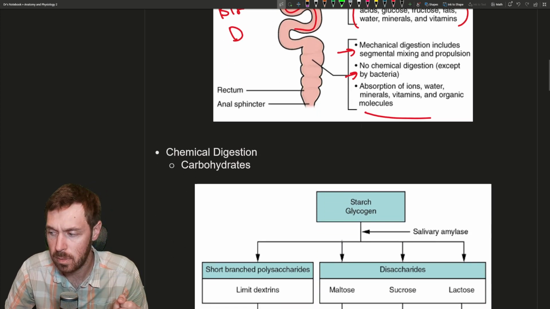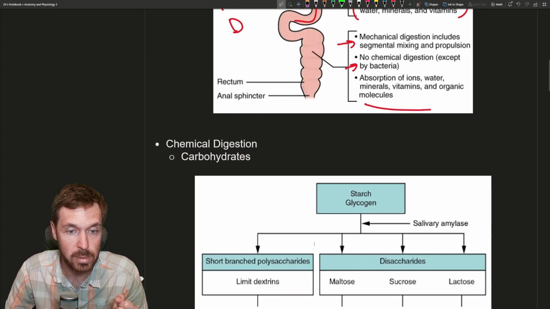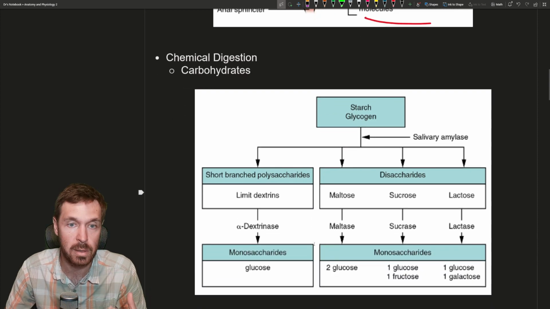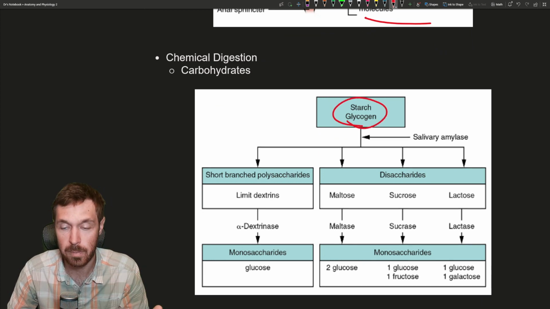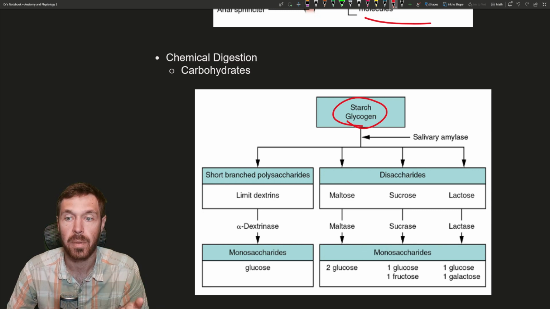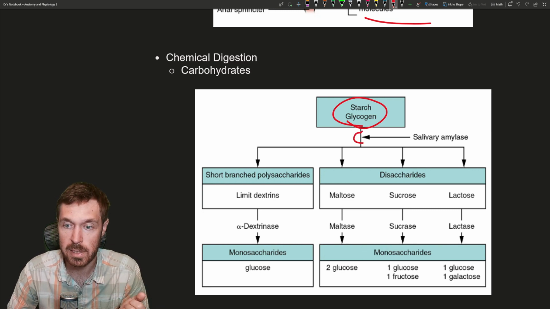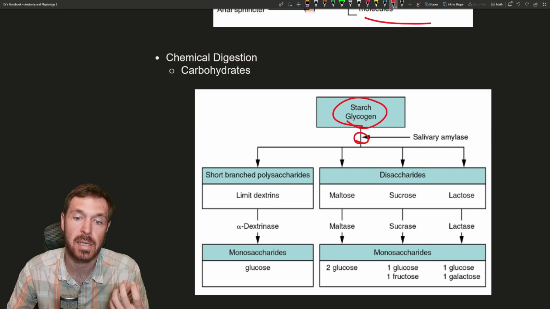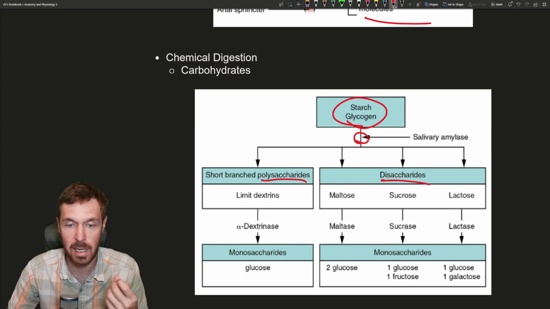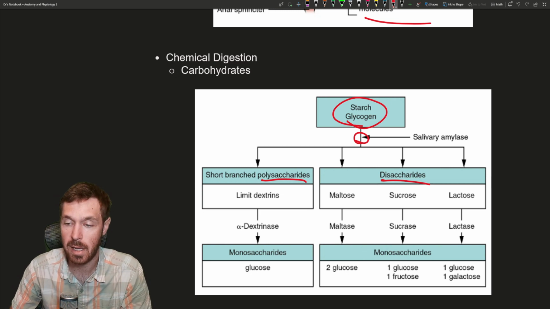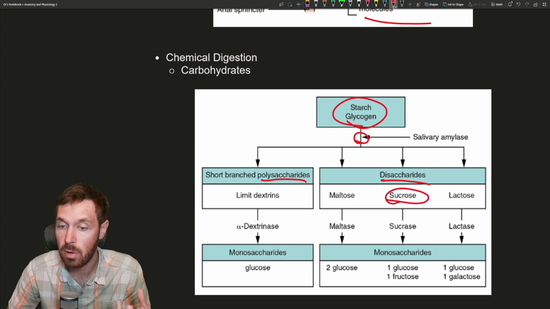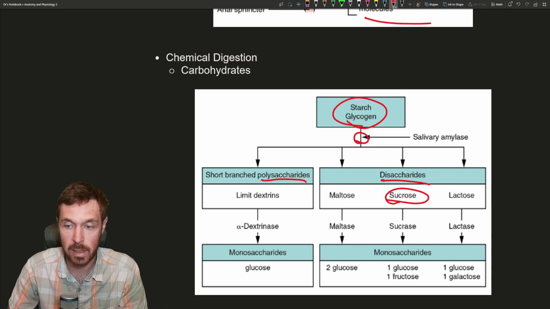All right, so now let's go into a little bit more detail of chemical digestion. The first macromolecule here is carbohydrate. When you eat carbs, so sugars, they're usually in the form of starch or glycogen. Glycogen is how we store glucose in our body. First, in the mouth, you release salivary amylase. Salivary amylase can break things into polysaccharides and disaccharides. You don't have to remember the names of all these polysaccharides and disaccharides, but just as an example here, sucrose is typical sugar, like table sugar.